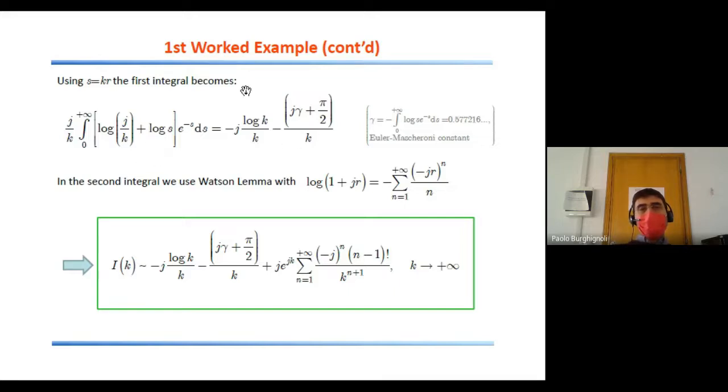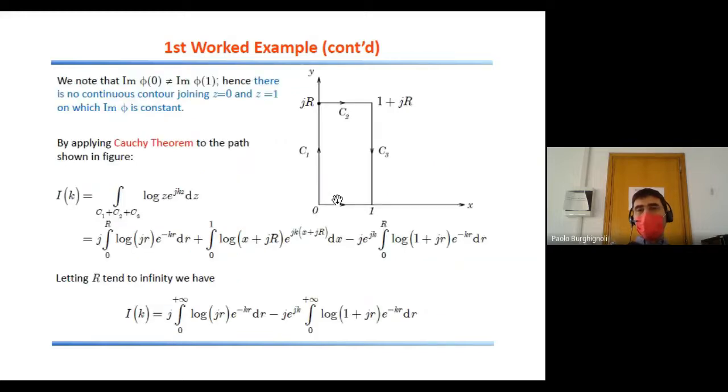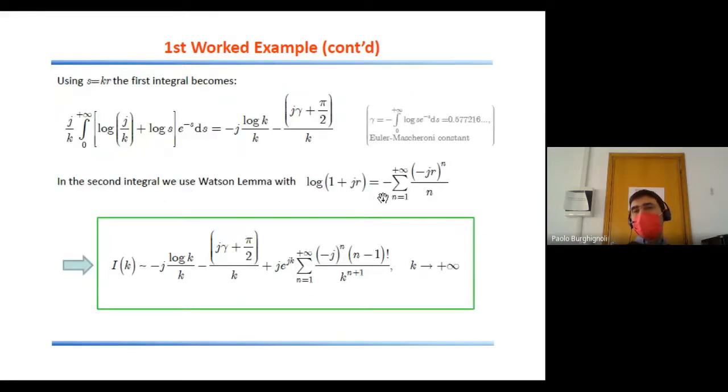Okay, given this, we have achieved the asymptotic evaluation of the first integral, whereas the second integral can be evaluated in a standard way by using Watson's lemma, because we can expand the logarithm of 1 plus jr, which occurs here in the second integral and multiplies the Laplace exponential, through its Taylor series, which converges inside a circle having its center at 1 and radius 1, as you know, because the logarithm has a branch point at the origin.